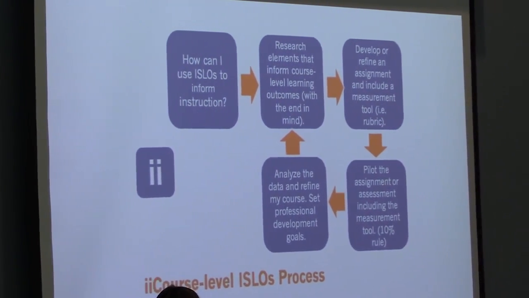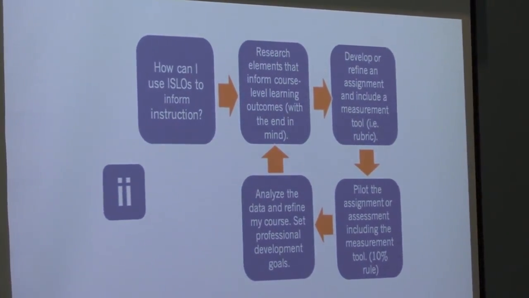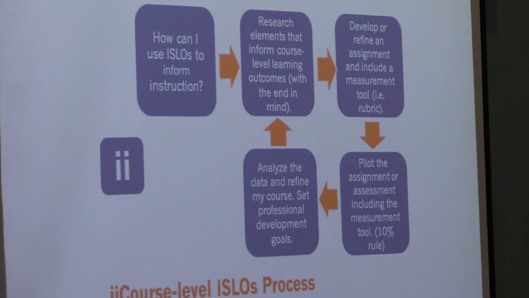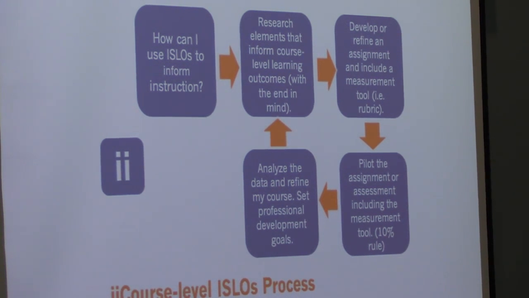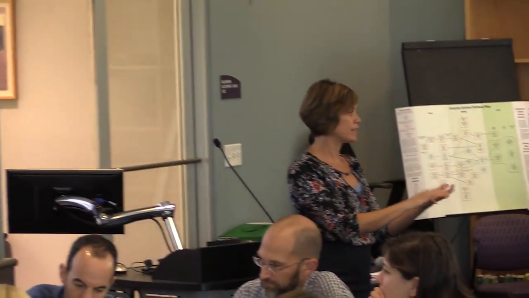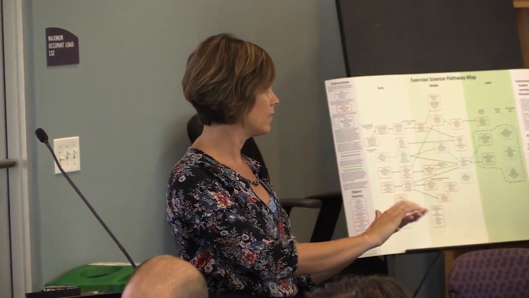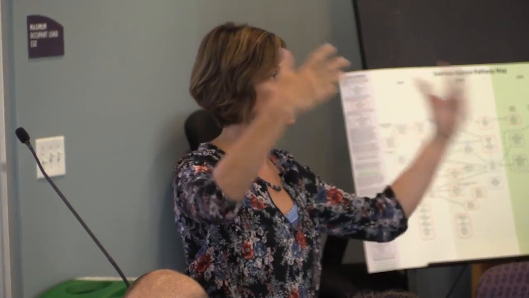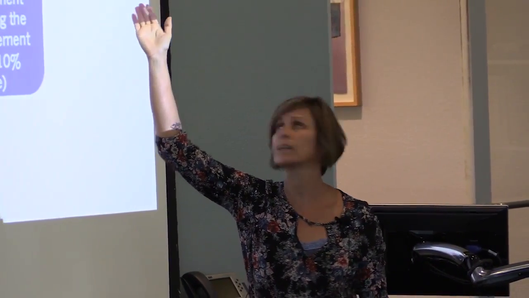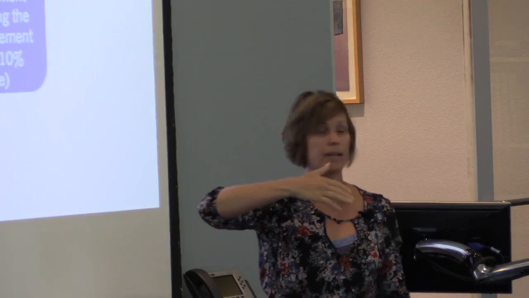Research elements that inform course level learning outcomes with the end in mind. So you know you want to use an ISLO to inform instruction, but which one do you want to use? You have to research to figure out which one is best for your course. Look at your competencies, the ISLOs, transfer guides, your program outcomes, workforce things, those external factors that should influence your course. Then you're gonna choose one and develop or refine an assignment and include a measurement tool, which we call a scoring guideline, that we link to the rubric.